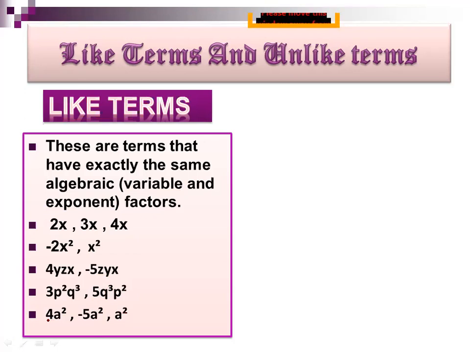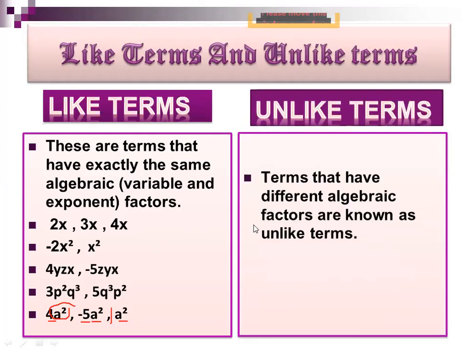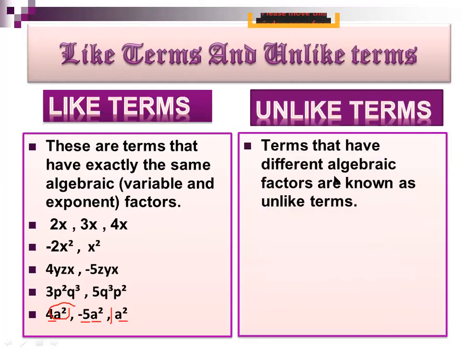If you talk about the coefficient, it is 4, it is minus 5, and where nothing is written, no numerical value, you will assume the coefficient is 1. If you talk about the variable, the variable is the same as well as the exponent, so you will say these are like terms. Now move on to unlike terms. What are unlike terms? Terms that have different algebraic factors. Different algebraic factors means variable and exponent. So terms that have different algebraic factors are known as unlike terms.